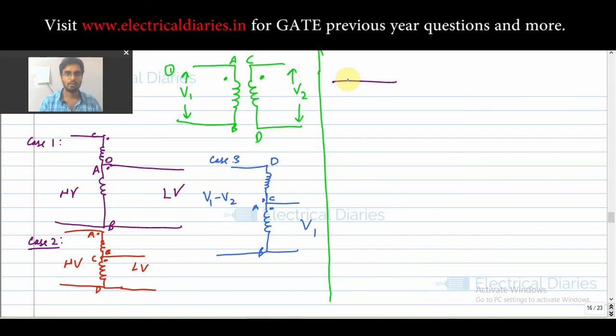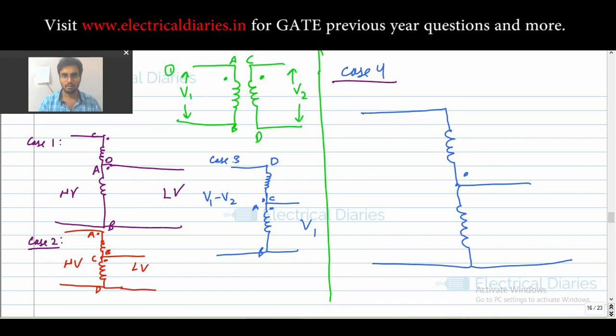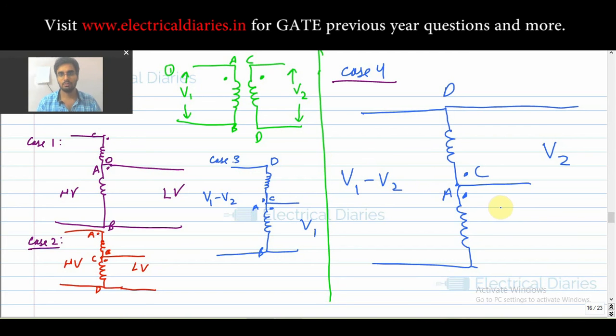Now your case 4 can be: again you connect your C and A, and this time you take the common as CD. So your CD will be your V2, and this side will be V1 minus V2. This is also a case of subtractive polarity.